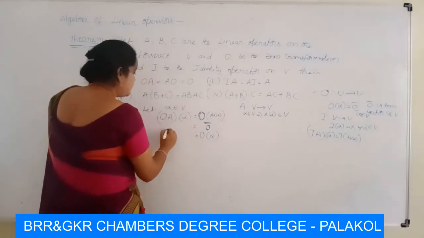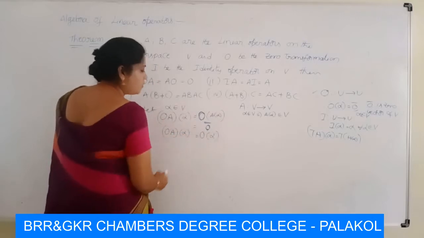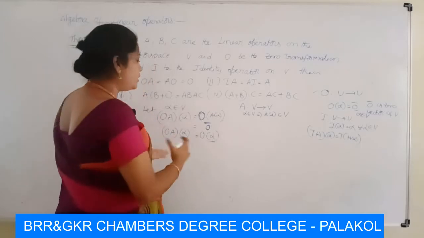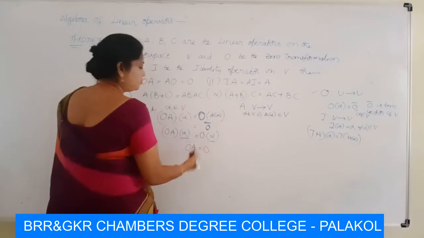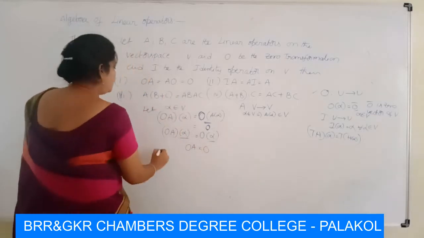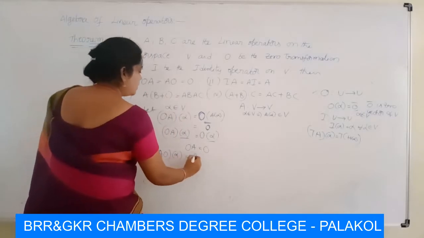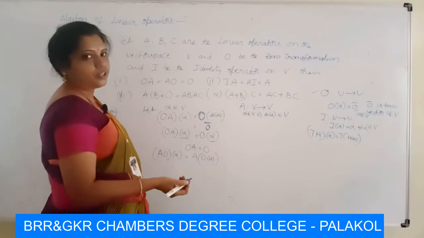Now the left side value is OA of alpha, which is equal to O of alpha. Here alpha is the same arbitrary element on both sides. So OA is equal to O. Again similarly, AO of alpha is A of O of alpha by the definition of the product of transformations.